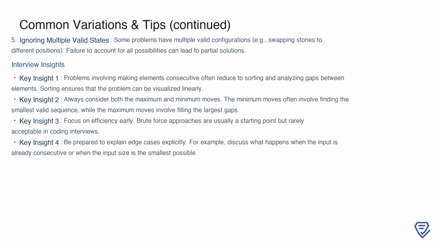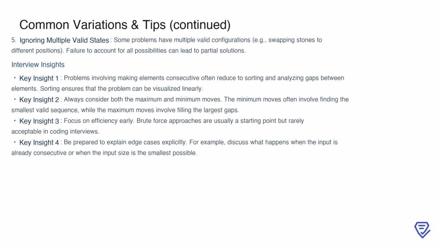First, remember that problems involving making elements consecutive often boil down to sorting the input and analyzing the gaps between elements. Sorting provides a clear, linear view of the problem, making it easier to reason about. Second, it's important to consider both the minimum and maximum moves. For minimum moves, the goal is typically to find the smallest valid sequence, whereas for maximum moves, you're looking to fill the largest gaps. Efficiency is another major point.